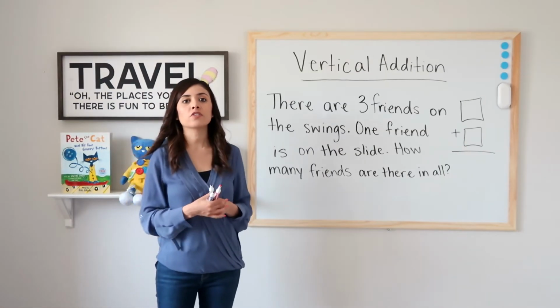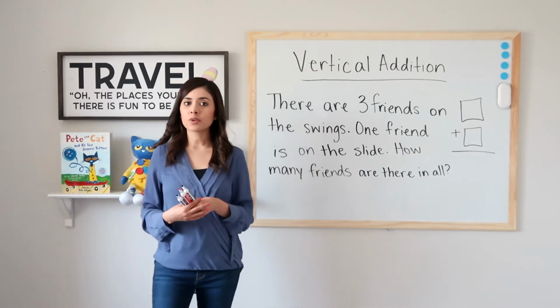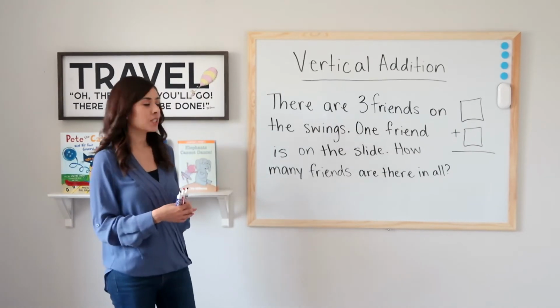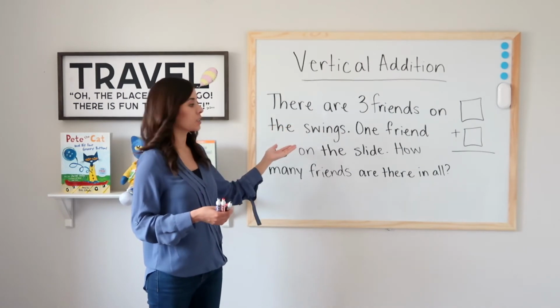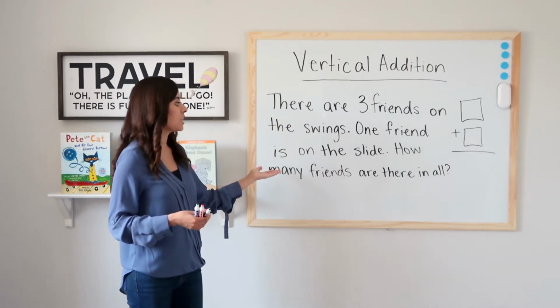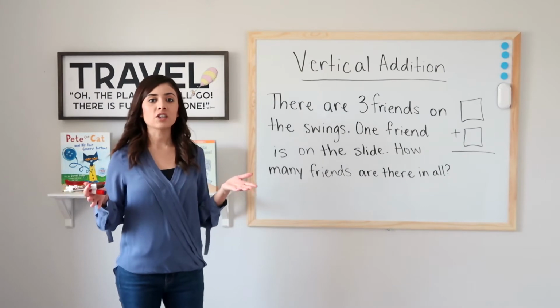Okay, so now that we've gone over a few picture problems, let's go ahead and take a look at some word problems. This word problem says: There are 3 friends on the swings. 1 friend is on the slide. How many friends are there in all?